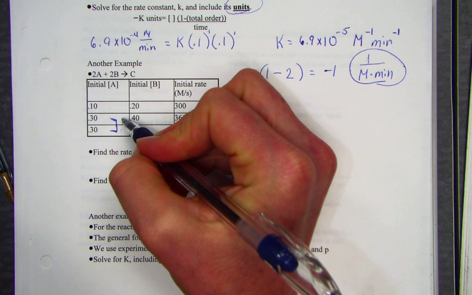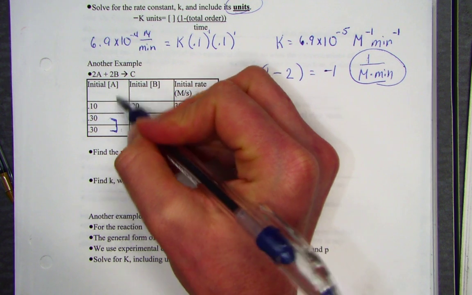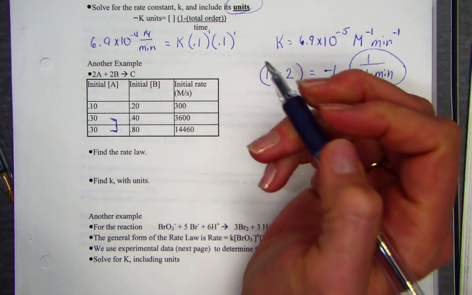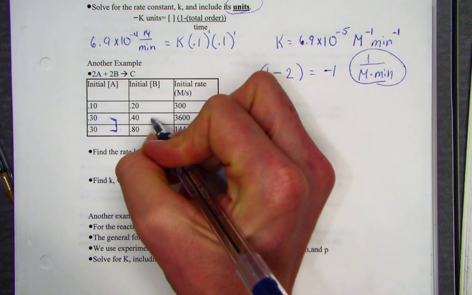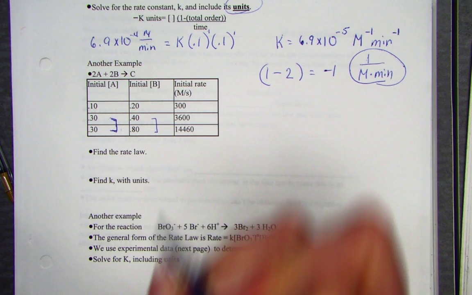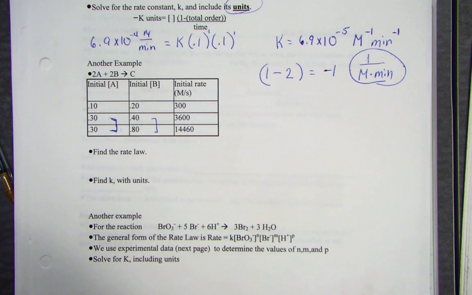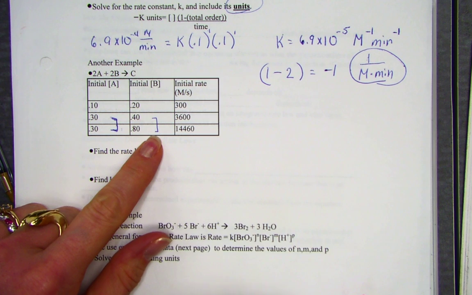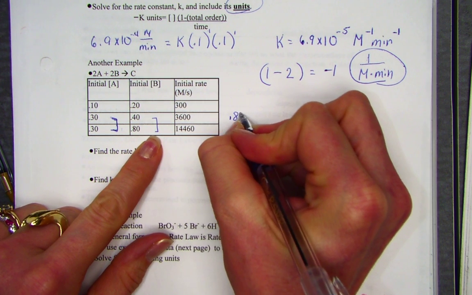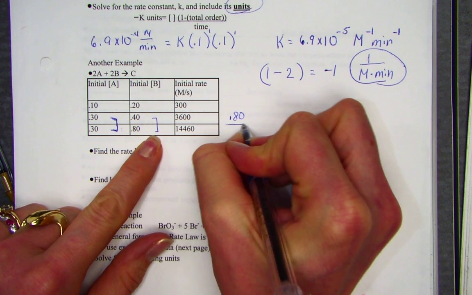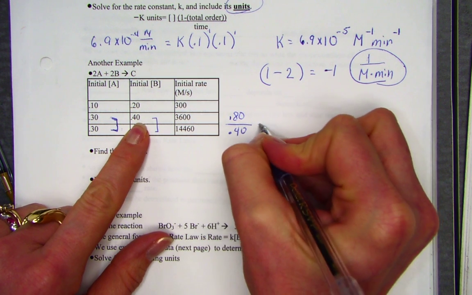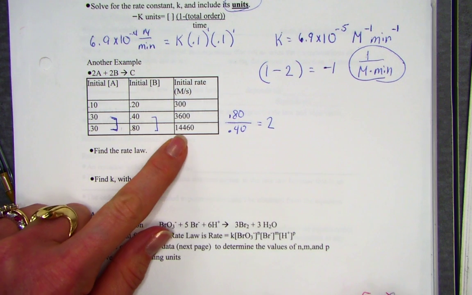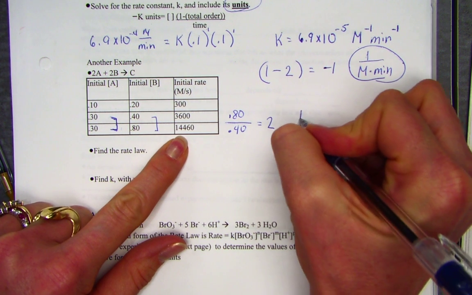Well, I notice in trial 2 to trial 3, the concentration of A is indeed held constant. Therefore, it will not be influencing the rate. And I notice that the concentration of B has indeed doubled. I can prove that by showing in trial 3, the concentration is 0.80. The concentration in trial 2 is 0.40. That indeed is doubled. Well, what happens to the rate?